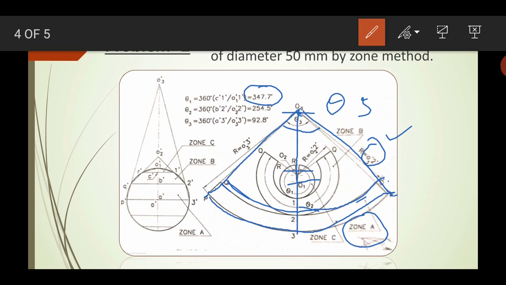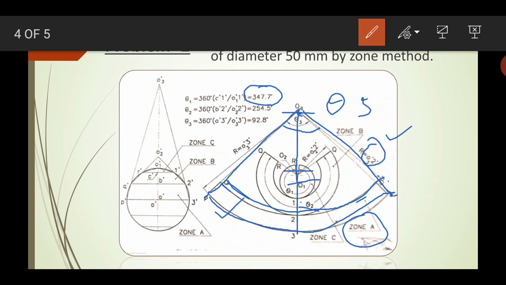Once more I am going to tell you about this, so that you clearly understand. For the first zone, first we mark O1, O2 and O3 on an axis, and then from O3 you mark an angle of 92.8 degrees. You mark P dash to P and Q to Q. So you just get a strip of zone A.